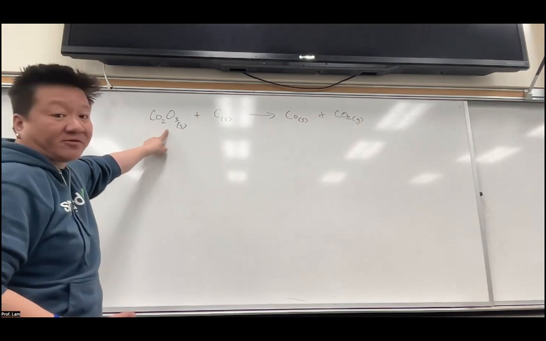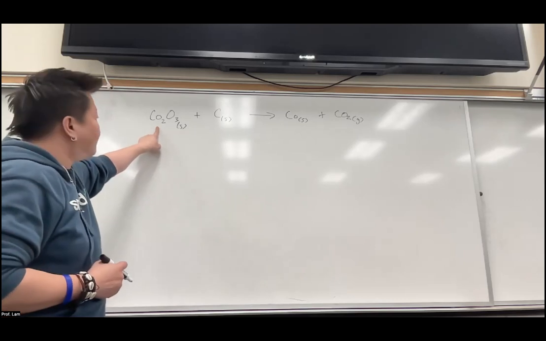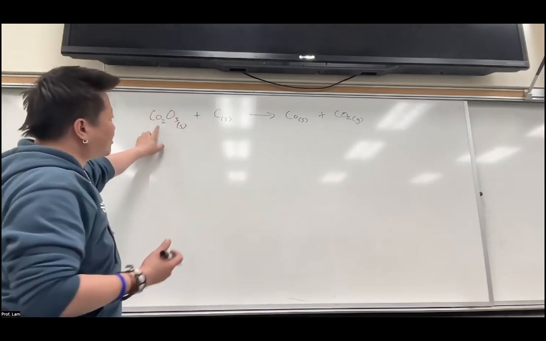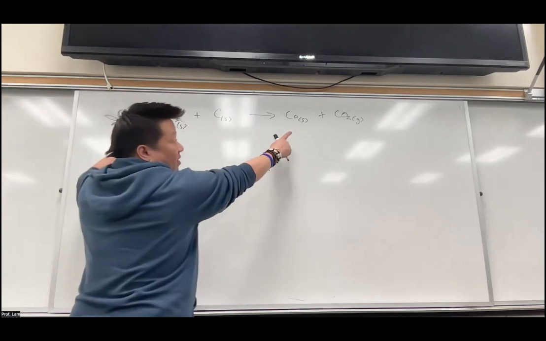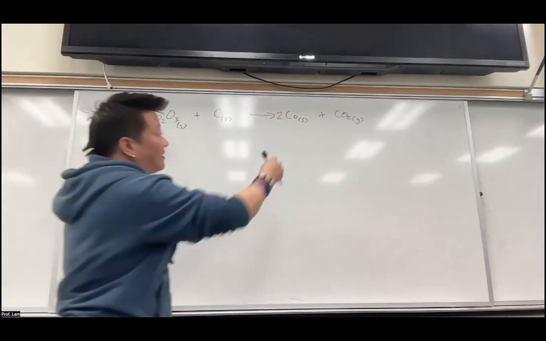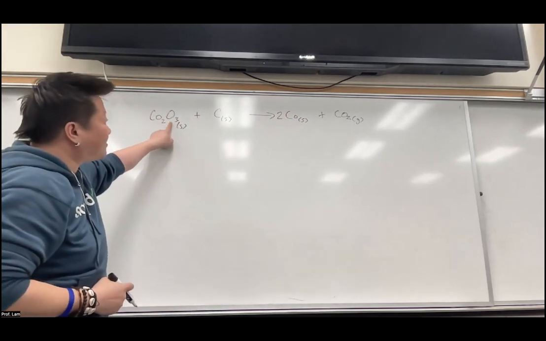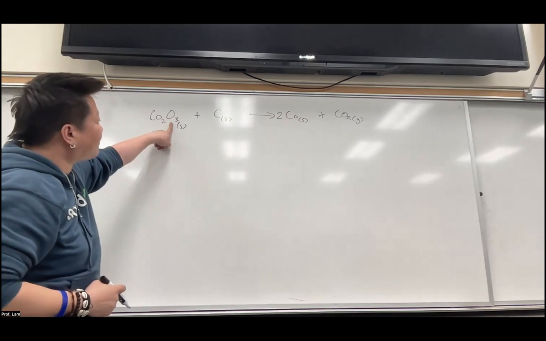And I start to just balance from left to right. The first atom I see is Co, so I'm going to balance the cobalt. I got 2 cobalts total on the left side and I only got 1 here. So I need to put a 2 in front here on the right side, so that I now have a balanced cobalt. Then I go to my oxygen.